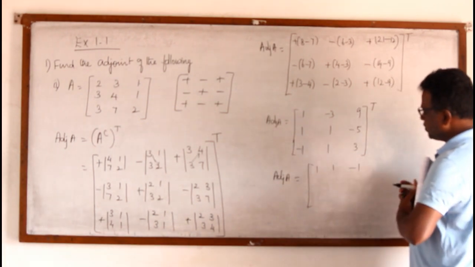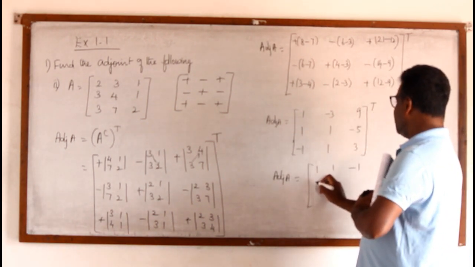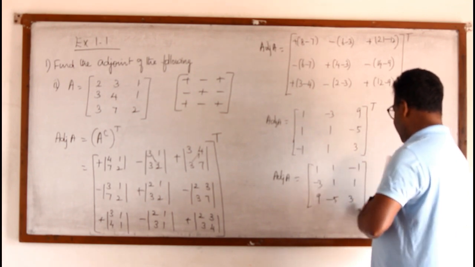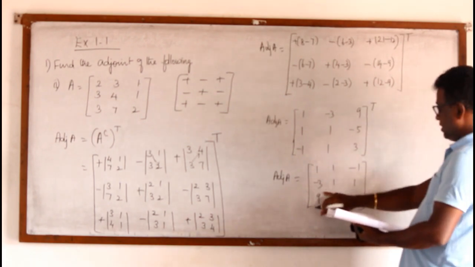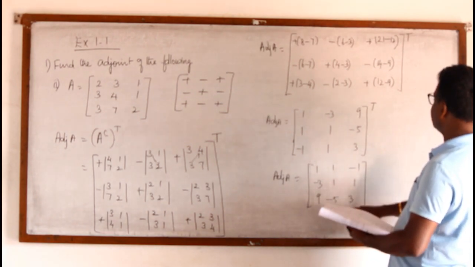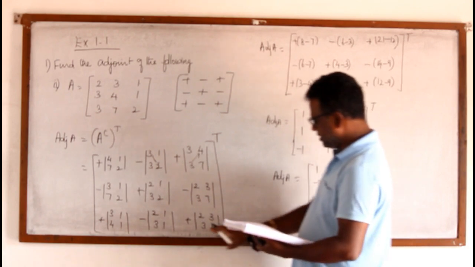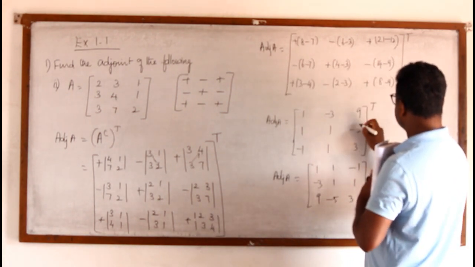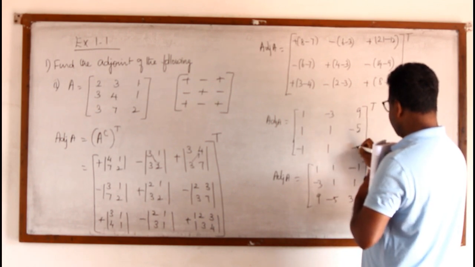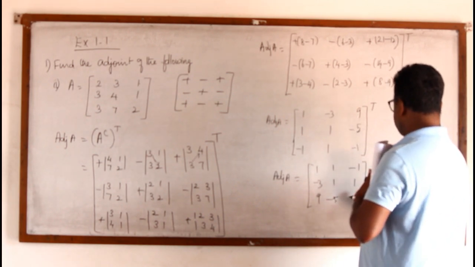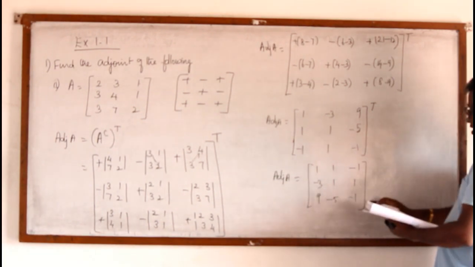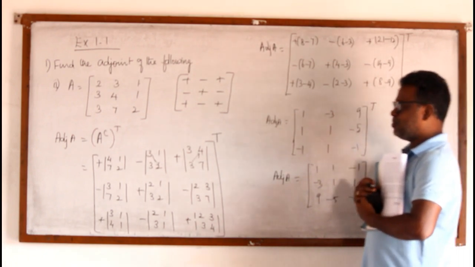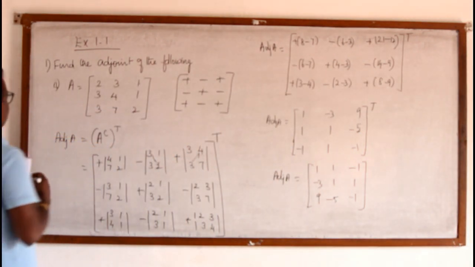All the rows will become columns, all the columns will become rows. Minus 3, 1, 1. 9, minus 5, 3. So: 1, 1, minus 1; minus 3, 1, 9; minus 5, 3, and 12 minus 9, sorry, it is 8 minus 9, which is minus 1. So this will become minus 1. This is called adjoint. This will become still simpler when you do more problems. So this is about the first problem.